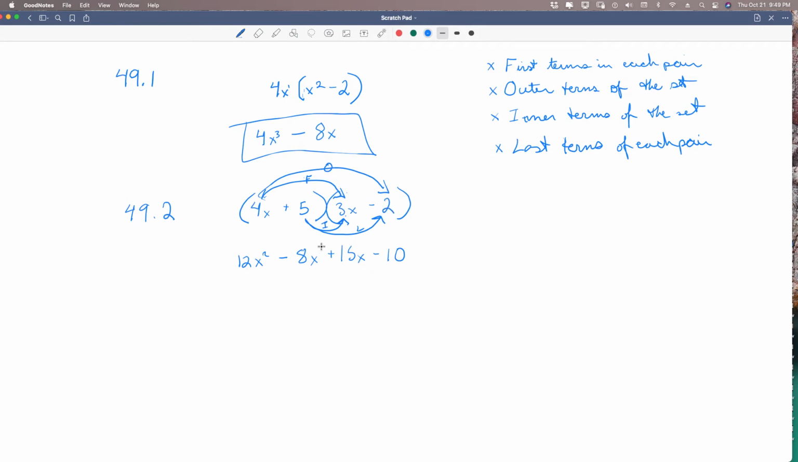That's all you're doing. Now, once you've done that, you're going to look at your problem and see if there are any terms that are similar that you can combine. And in this case, we do. We have some like terms. We have 12x.